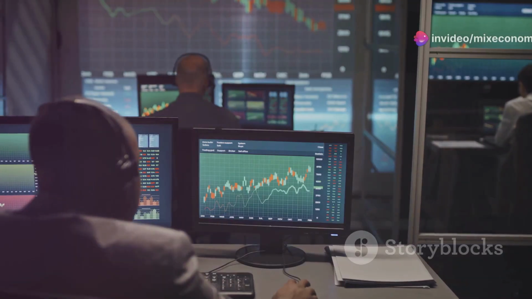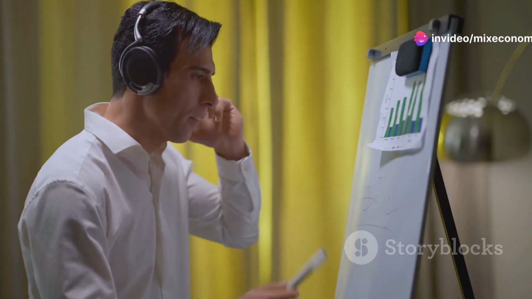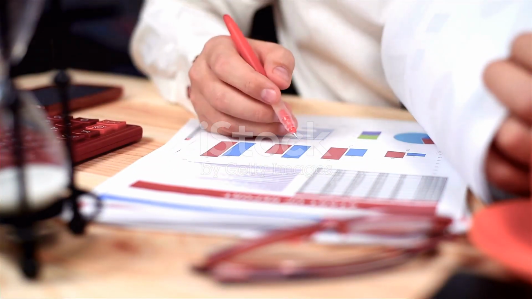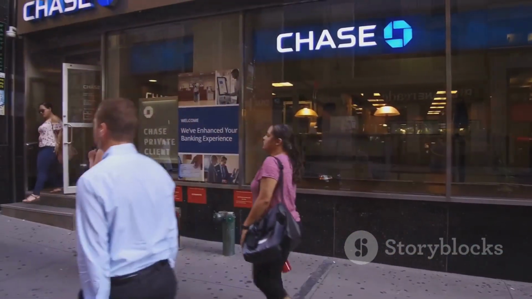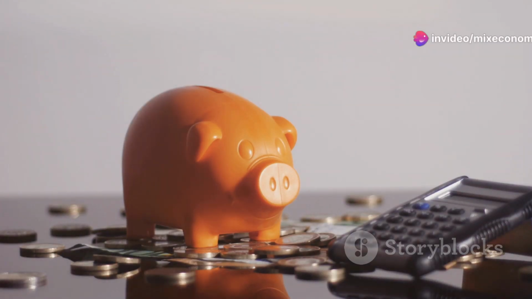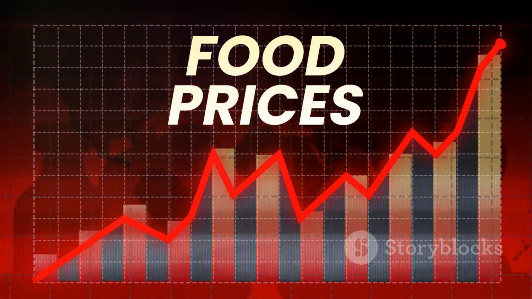Section 8. Nominal versus real interest rates. Understanding purchasing power. It's essential to distinguish between nominal and real interest rates. Nominal interest rates are the rates advertised by banks. These rates represent the percentage increase in the dollar value of your savings or borrowing cost. However, nominal rates don't account for inflation.